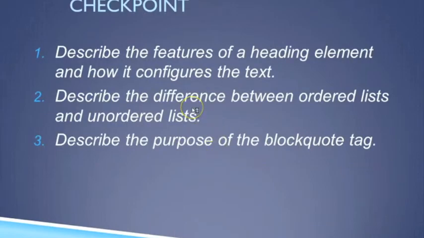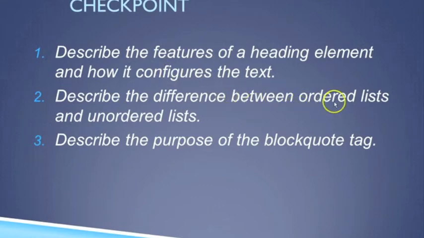So at this point, you should be able to describe the features of a heading element and how it configures the text. The heading element, what tag is that you're going to use? And then what features have we gone over that do that? So remember, the heading tag is inside angular brackets the word head. And then some of the features we used were the title, which was angular brackets and title, and then the title that we wanted to display. We looked at the encoding scheme, and we looked at the language that goes inside of the heading element.